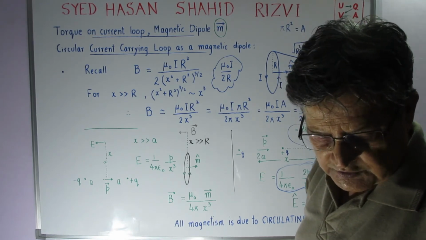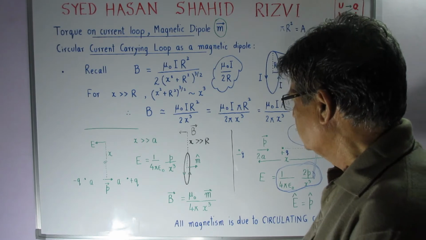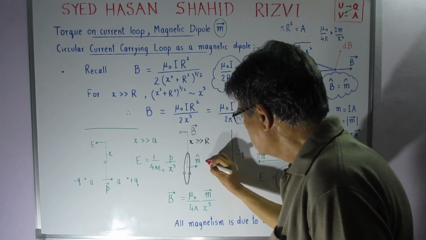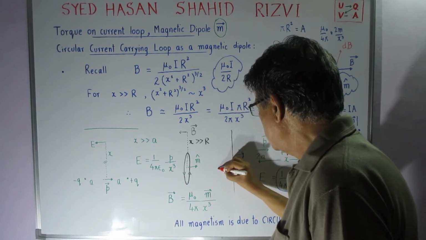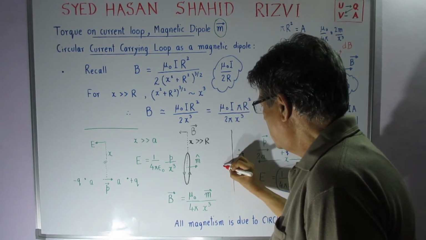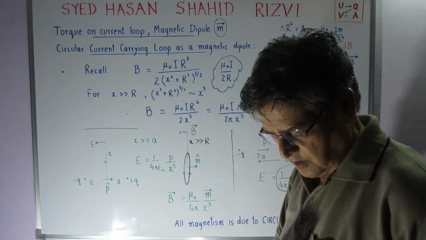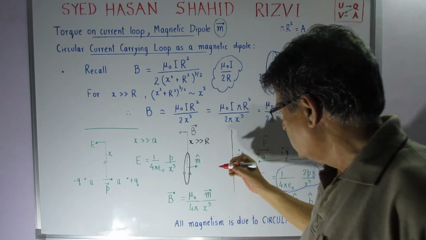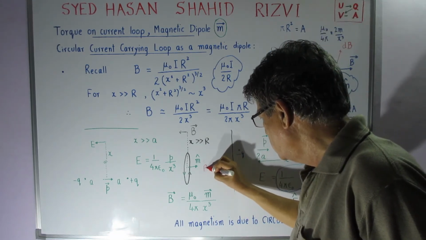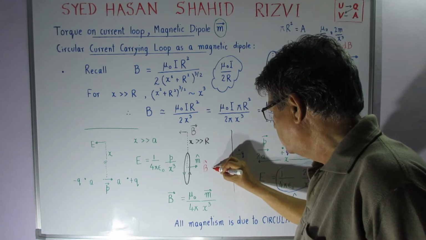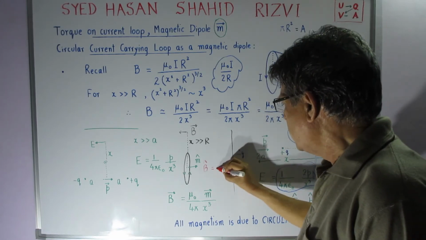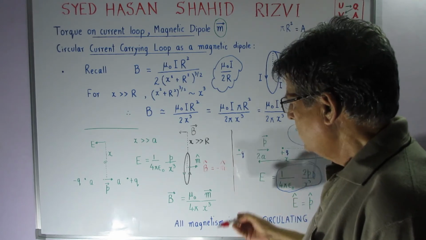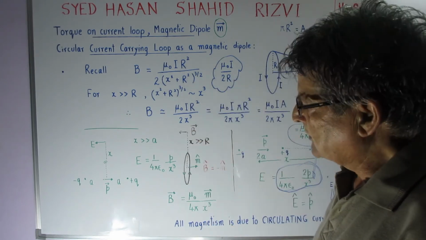So I can say that in this case, B cap is equal to minus M cap. That is, they are opposite to each other. One is coming like this, the other is going.